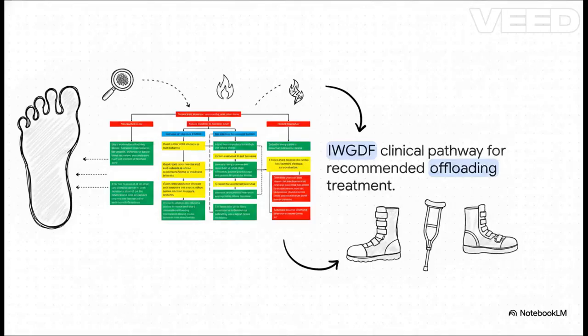And that perfectly sets up this incredibly detailed clinical pathway flow diagram straight from the International Working Group on the Diabetic Foot. Now, don't worry about reading every single little box right now, but do notice how the treatment logic branches out. The clinician has to first determine the exact location of the ulcer. Is it non-plantar, plantar forefoot, or the heel? And then they rigorously check for the presence of infection or ischemia before they select the specific offloading device.